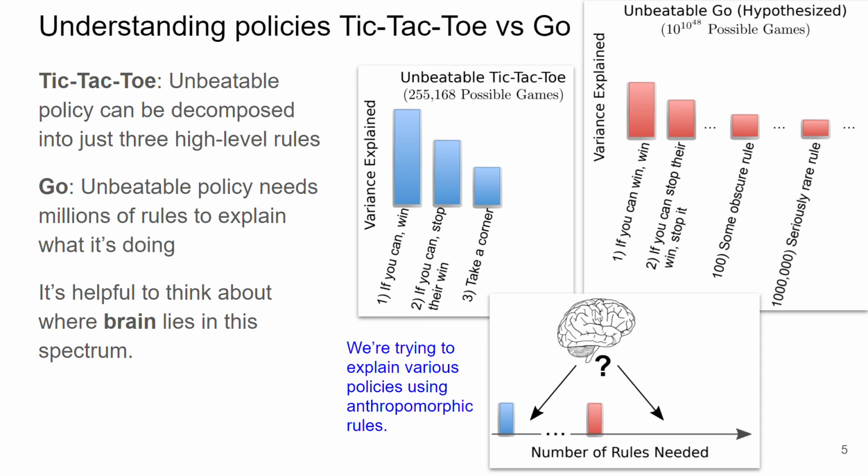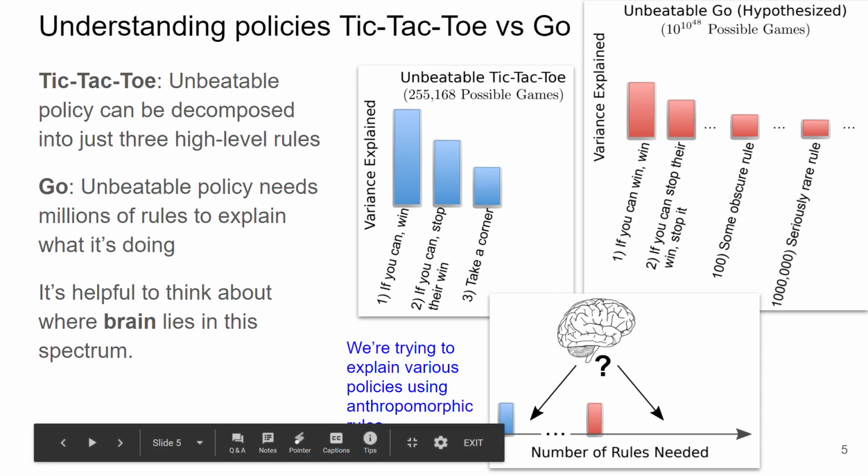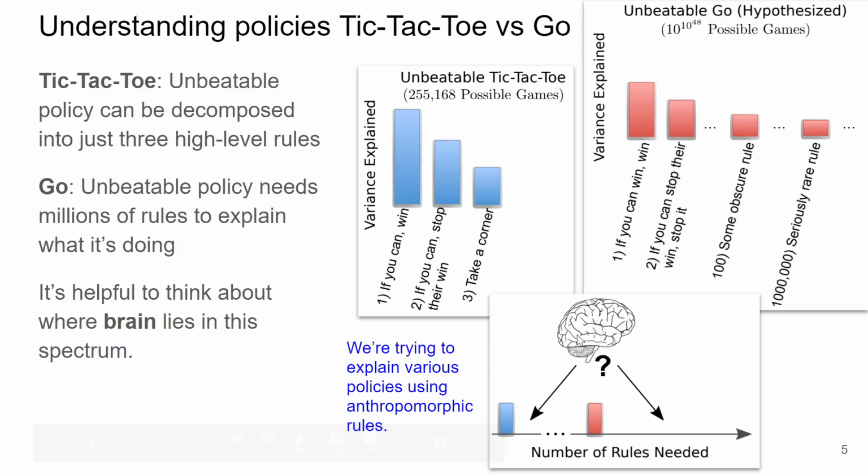And then they say it's helpful to think about where the brain lies on the spectrum. The brain can still be thought of as something that is mapping some inputs to some outputs, and how many anthropomorphic rules would we need to explain this relationship?